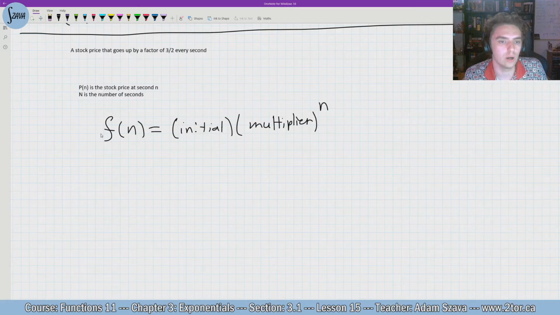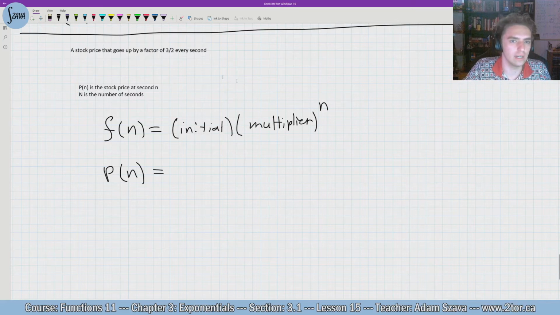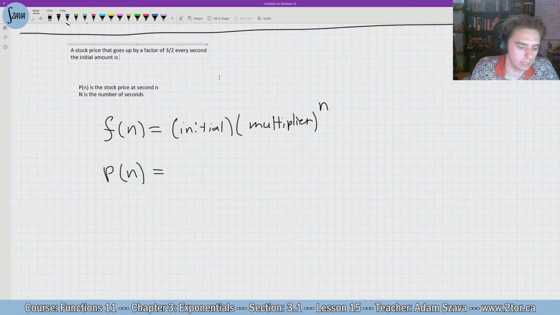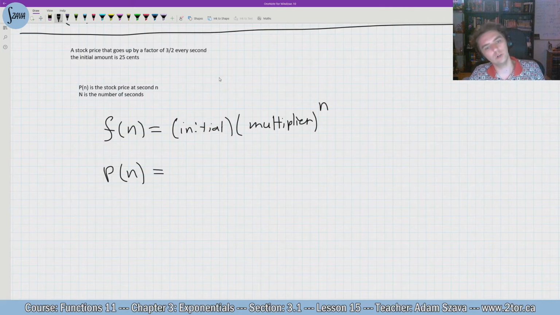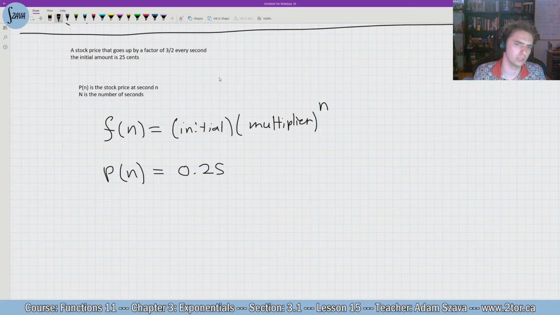Okay, so P of n is the actual function. I should have mentioned, sorry, I didn't say an initial amount. So the initial amount is 25 cents. Okay, so let's take a look here. Well, 25 cents, that's $0.25. So if we're doing our thing in dollars, we should keep it, stock price, I should say, in dollars at second n. Okay, so 25 cents is $0.25.